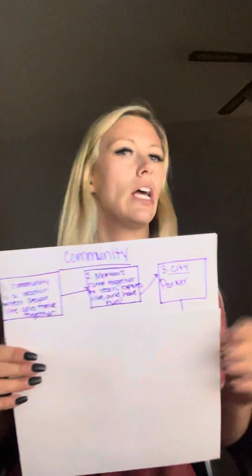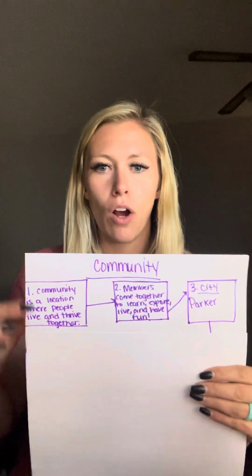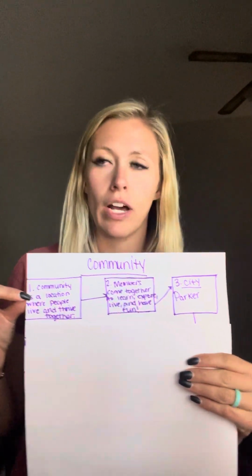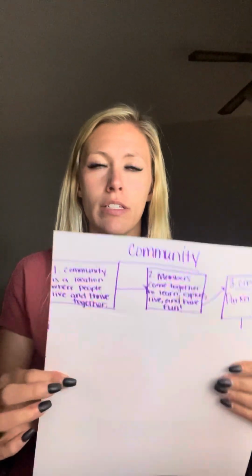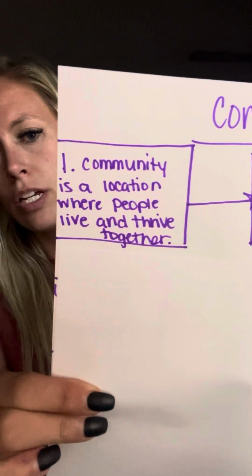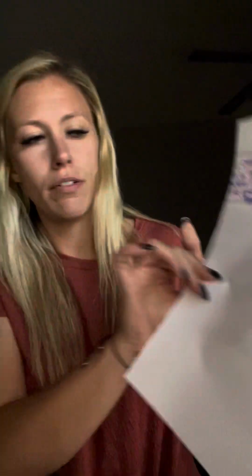So we are going to create an anchor chart. Our anchor chart can look however you like, but we'll have one box for number 1 to identify that a community is a location where people live and thrive together. I'll give you a second to write that down. And then we're going to go on to box number 2 within our anchor chart.